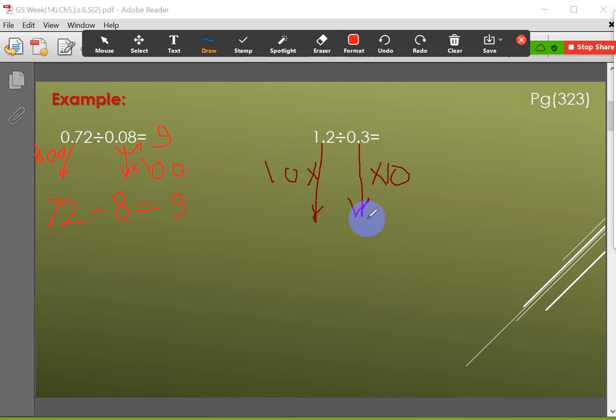Now 0.3 times 10 equals 3, because I have to move the decimal point one digit to the right side, and the 1.2 will also be 12, because I have to move the decimal point one digit to the right side. Now 12 divided by 3 equals 4. So this is the quotient 4 for this division. So very easy actually to divide those numbers. Okay, girls? Now let us move to another example.